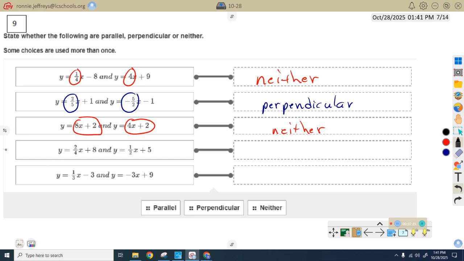All right, what is 2/4 reduced down to? 1/2. These are parallel. All right. And that's positive 1/3. This is negative 3/1. This would be perpendicular.